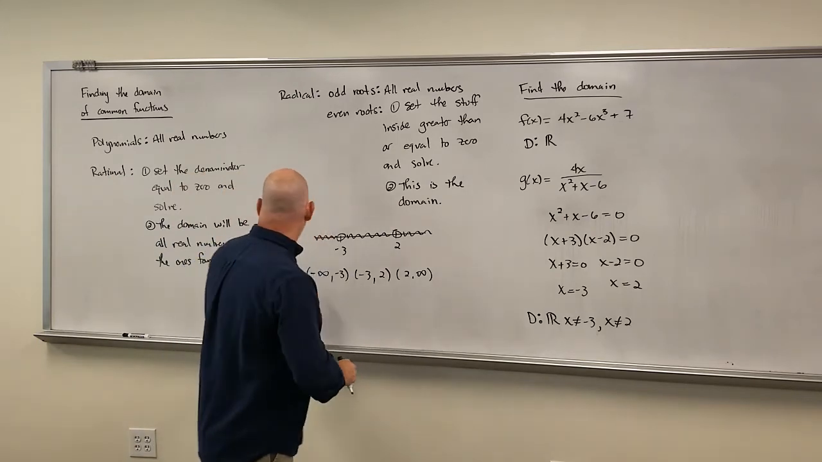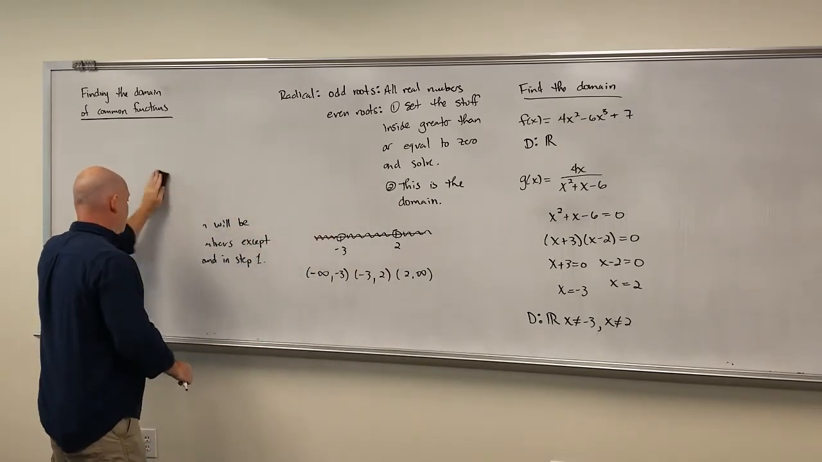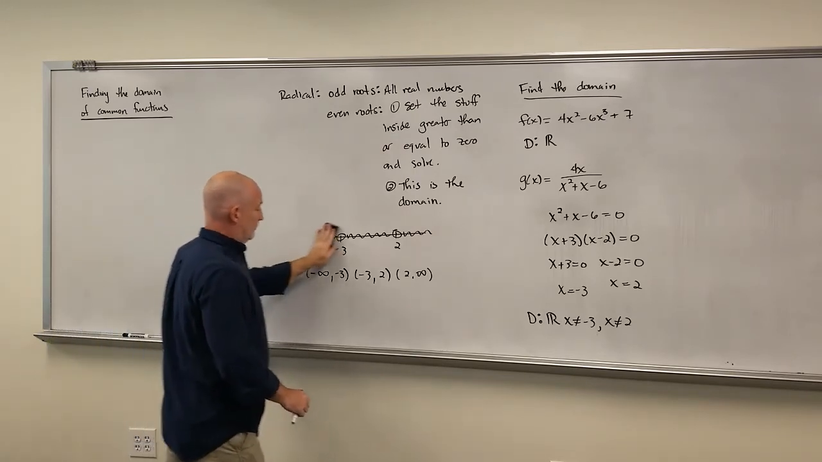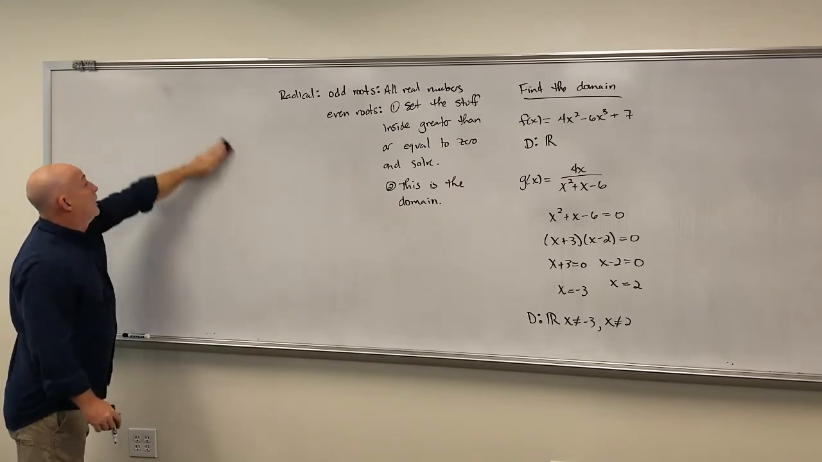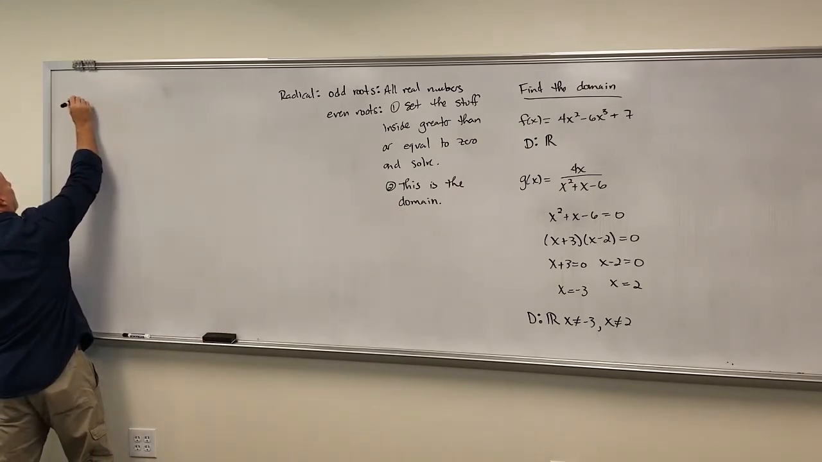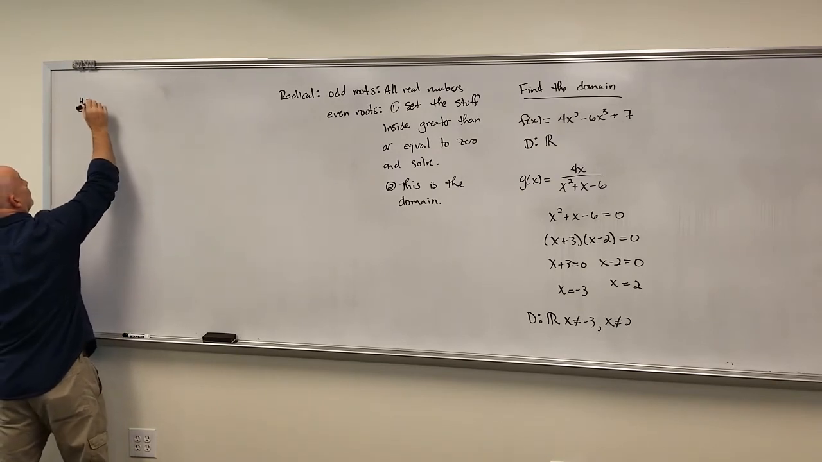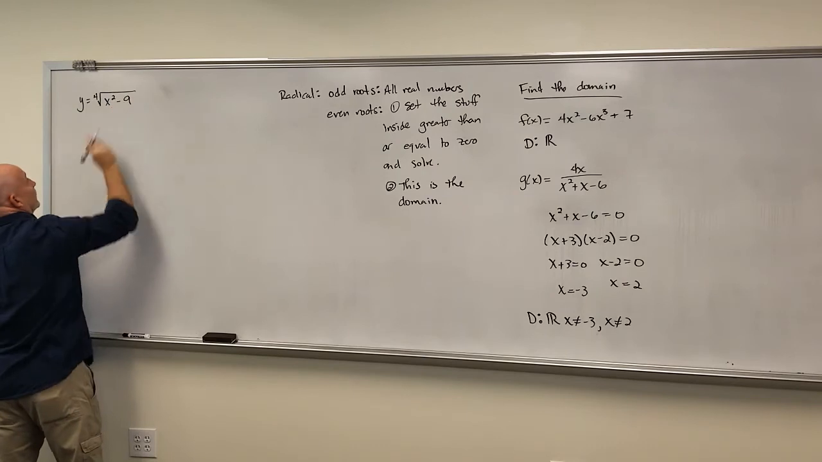All right, let's try 1 or 2 more here. Gotta get this out of the way. I need some more room. All right. Let's see. Directions are the same. Find the domain. Let's try y is equal to the fourth root of x squared minus 9.